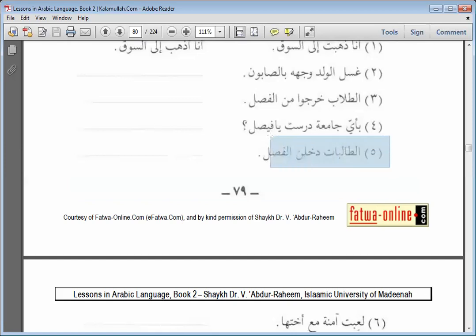Right, so you have here number 5: الطالبات دخلنا الفصل. So we make it present tense. We say الطالبات يدخلن الفصل.